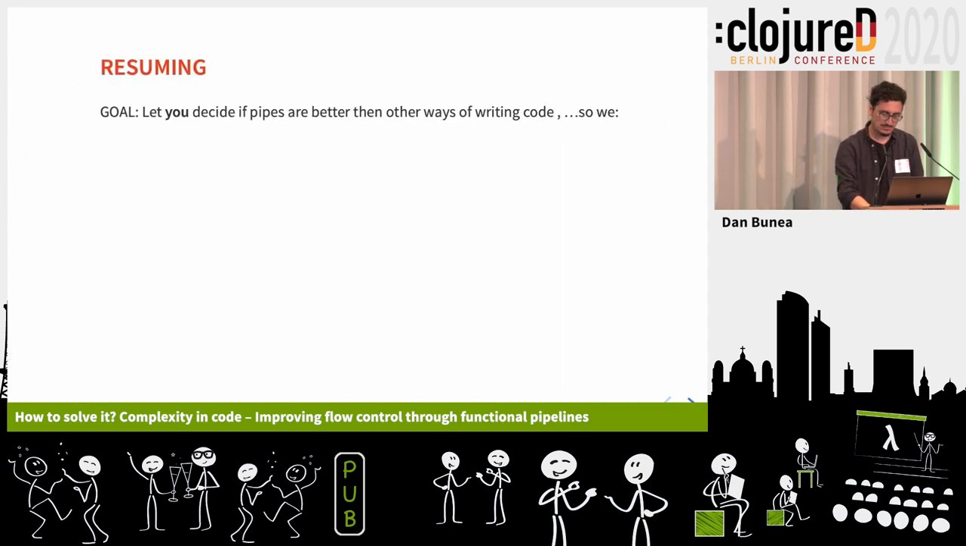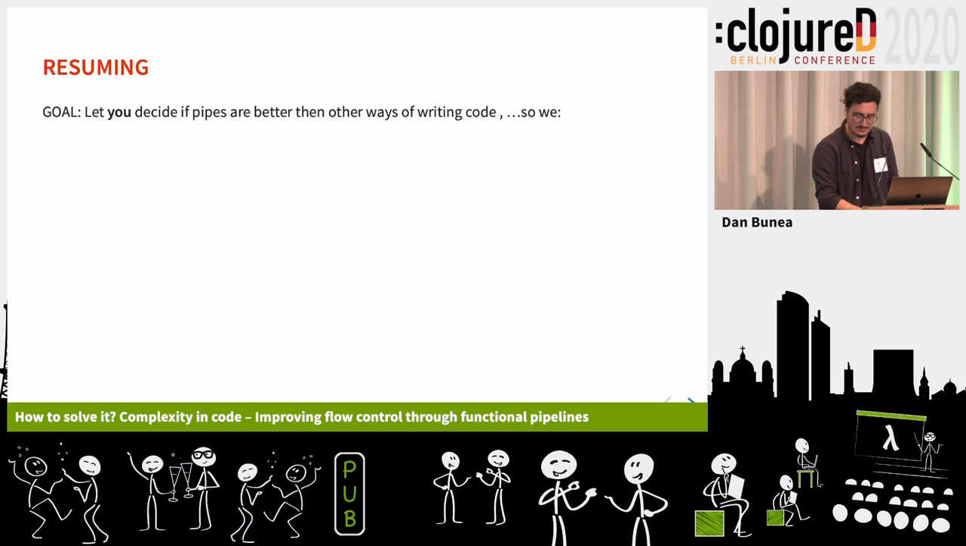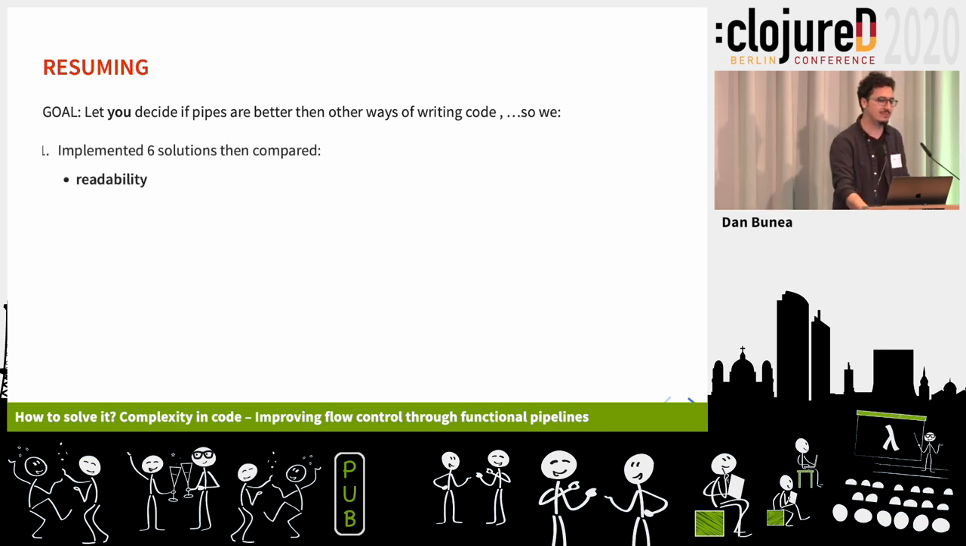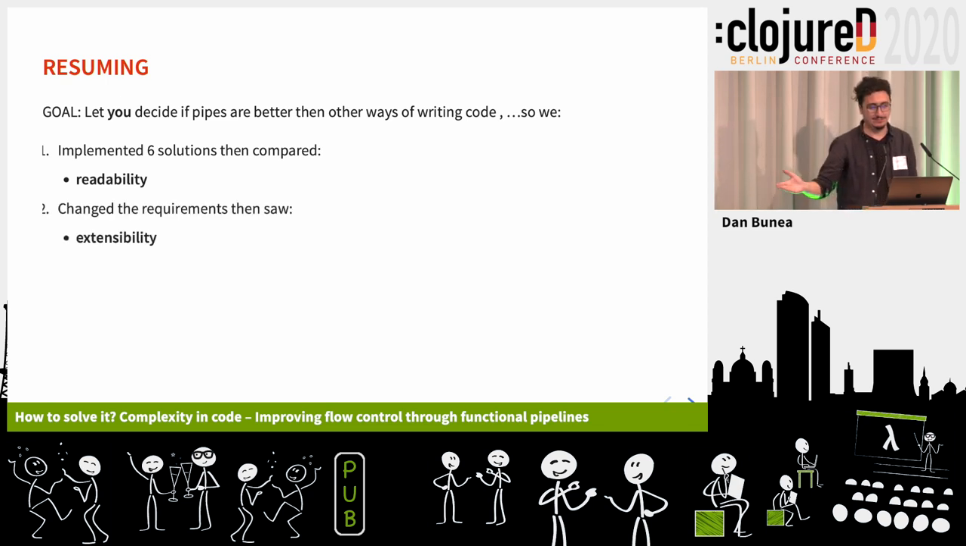Okay, so what else? So now we got to the resuming part. Maybe I got here too fast. So I said that our goal is for you to look at what I did and decide whether pipes are a better way of handling code. And I guess we got there. And we implemented 6 different solutions. And I said, let's look at readability, and you can make up your mind.